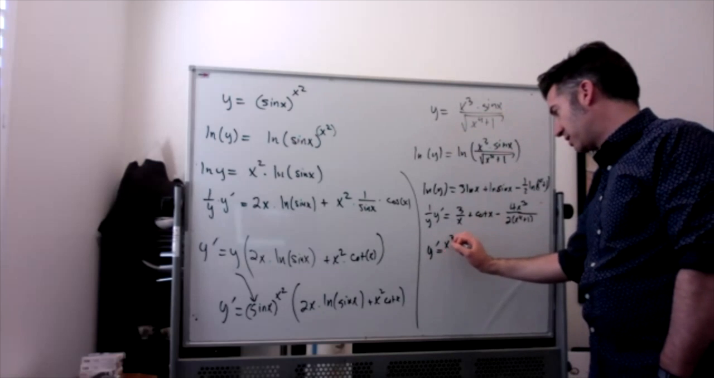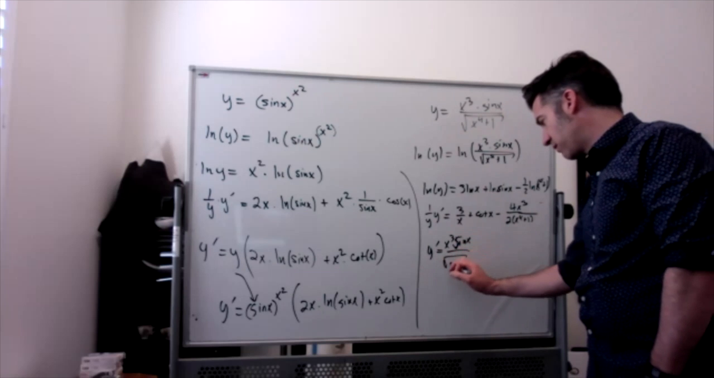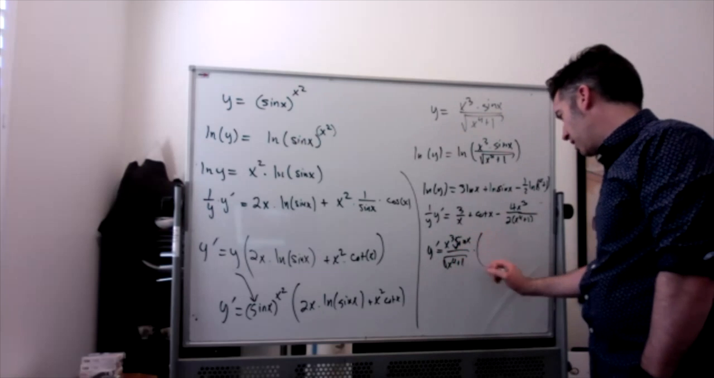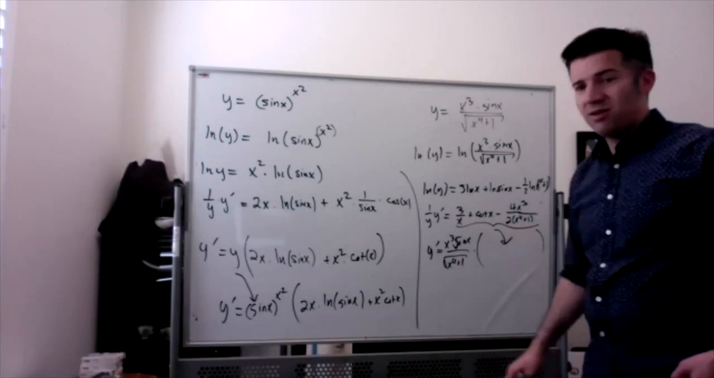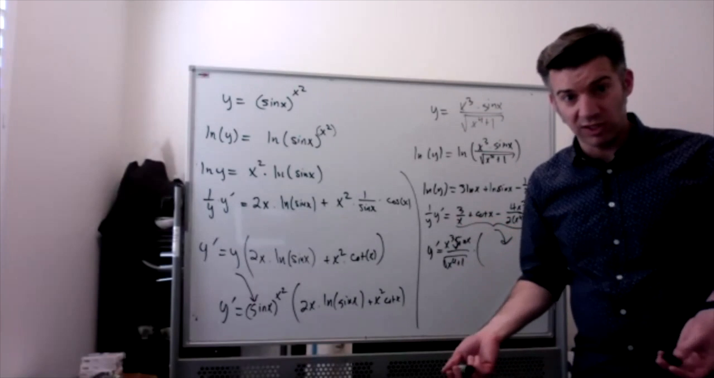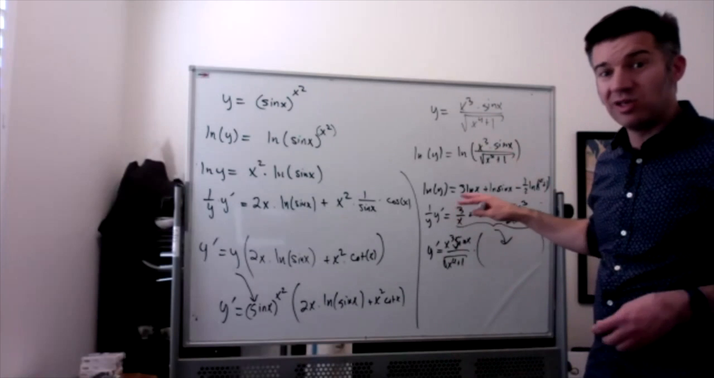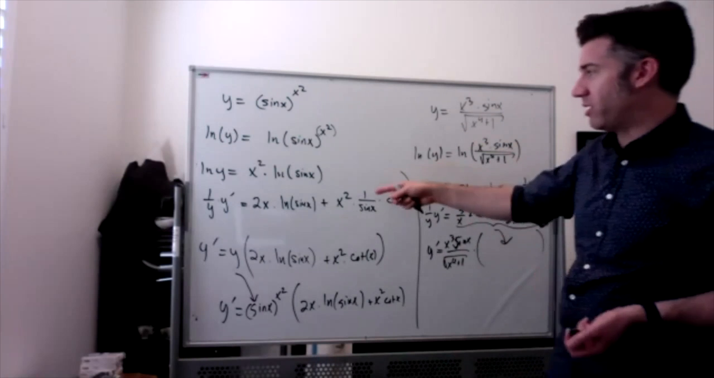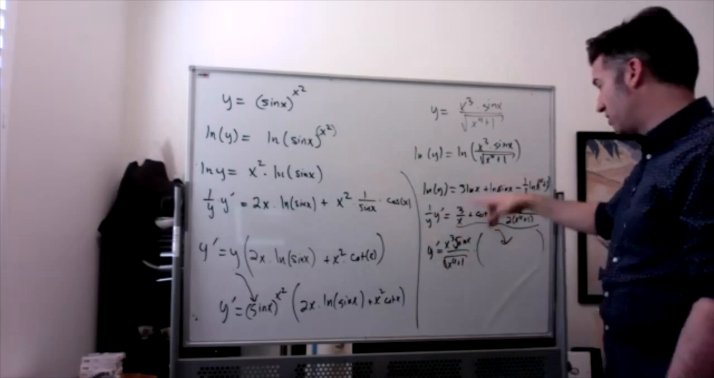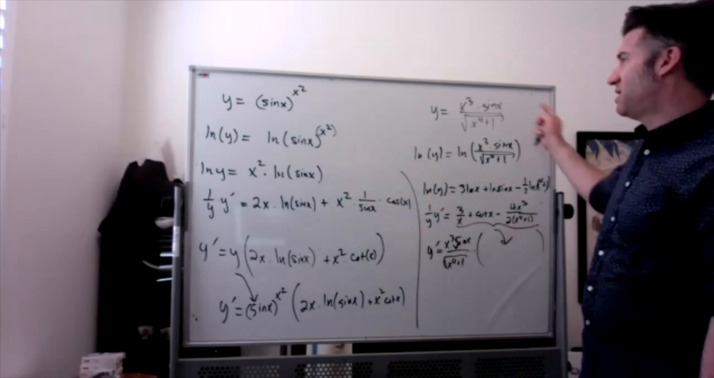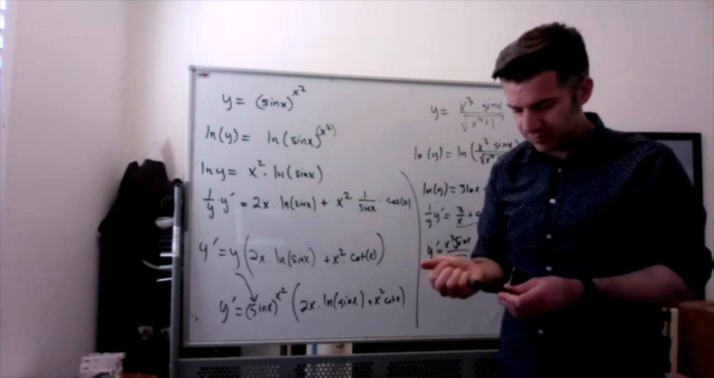So it's x cubed times the sine of x over the square root of x to the fourth plus 1 times all that stuff right there. So that's an example of logarithmic differentiation also. It's the same process, right? You take the log of both sides, you simplify the right-hand side, and then you differentiate both sides, and then you multiply by y. It's just that this is not super necessary to use it, whereas this kind of is.